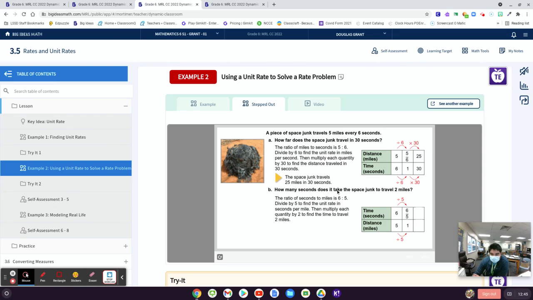And now to figure out how far the space junk travels in 2 miles, we're going to multiply both these numbers by 2. So this becomes 6/5 times 2, which is 12/5. And this becomes 2 miles. So the answer to this is going to be 12/5 seconds in order to travel 2 miles. What's nice about ratios, as you can see here, is you can swap the two numbers. So instead of 5 to 6, it's 6 to 5 over here.